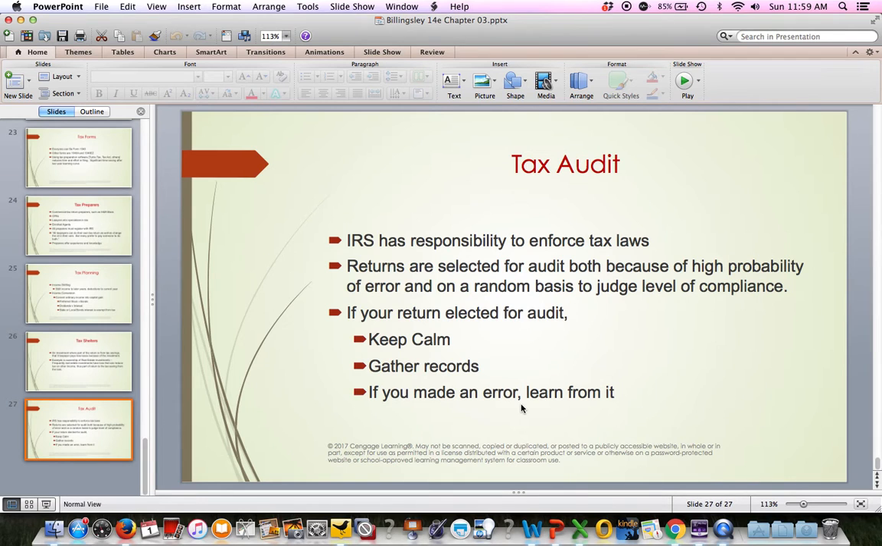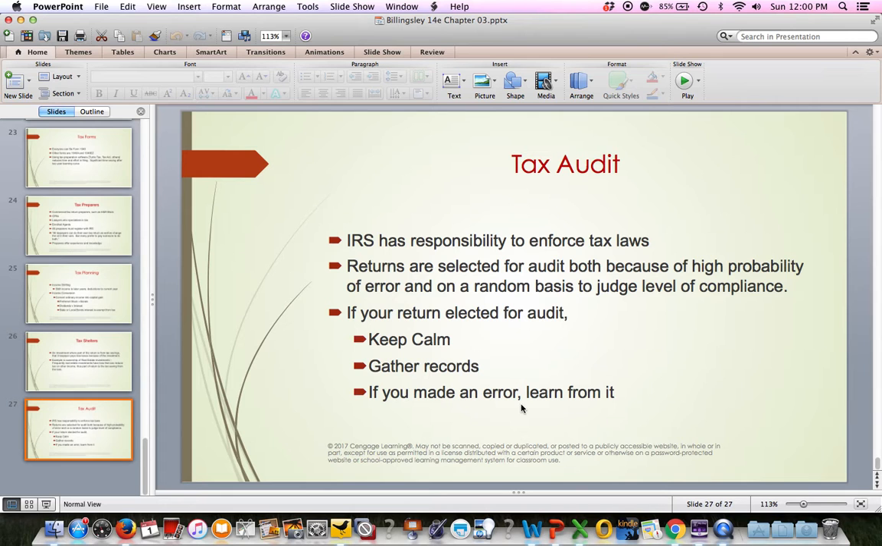Okay, so tax audit, of course, the IRS is responsible for enforcing tax law. Returns are selected for audit based on probability of error or on a random basis. And if you were to get audited, just keep calm, gather your records, and if you made an error, learn from it. I made an error one year. I got a letter saying you forgot to put something in, and no big deal. I just refiled, and actually I got a little bit of money back. So it's not a big deal. It's very easy to do. But just be aware of the tax strategies here.